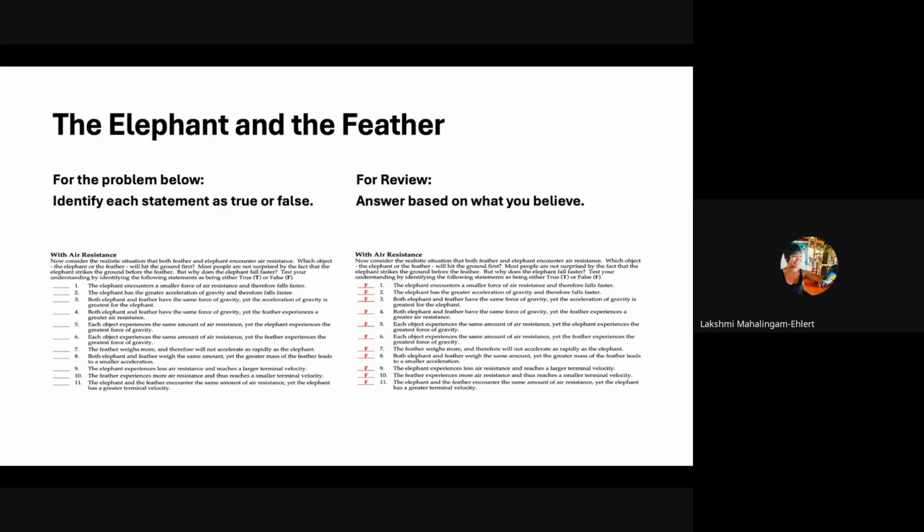But you just said if they have more surface area, there's more air resistance, and 9 says it experiences less. Oh, wait. The elephant has more surface area, so it would not experience less air resistance. Oh, I see what you're saying. And the feather experiences less air resistance because it won't fall as fast due to its mass, and it doesn't have as much surface area as the elephant. I get it now.